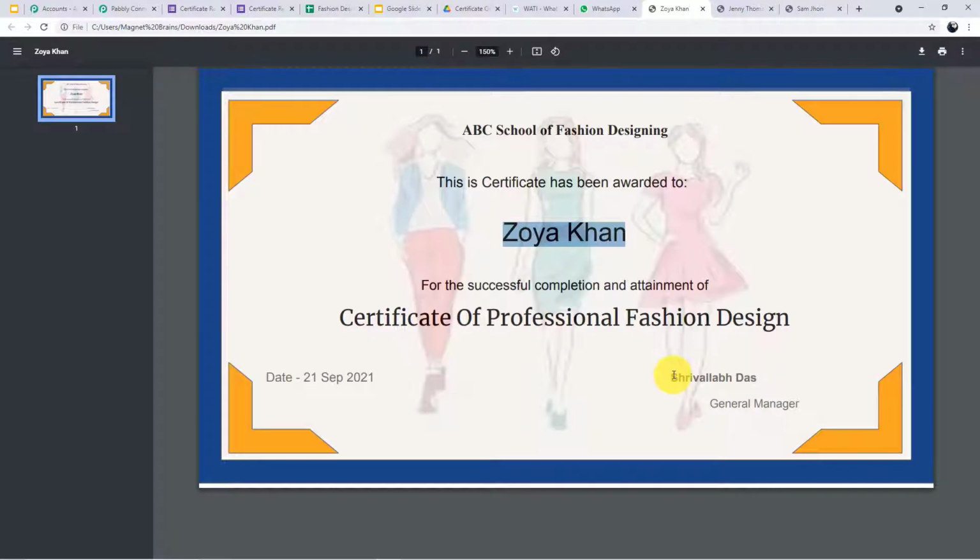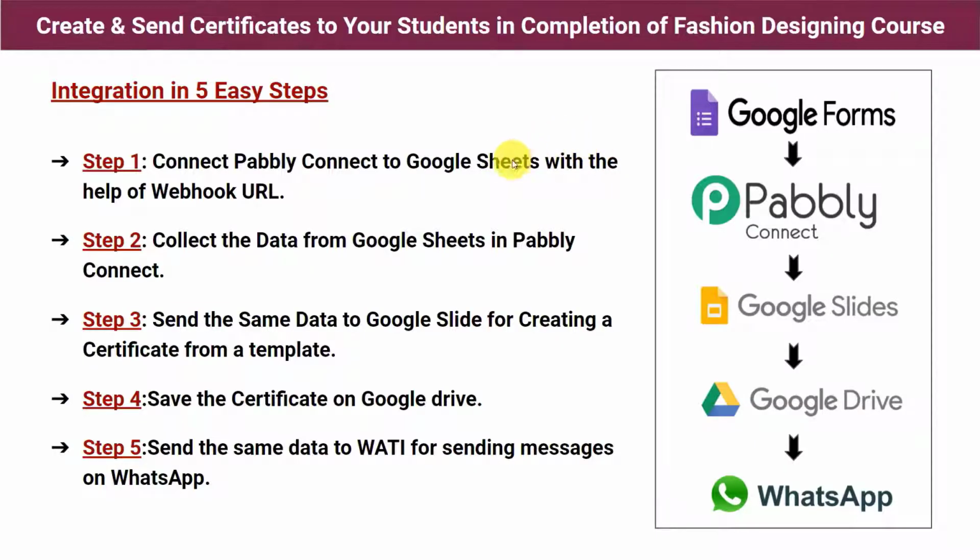So guys, you must be thinking now how I have managed to send the WhatsApp message just by filling up the form. So it is a very simple process of integration. Let me show you. Okay guys, so before we start with the process, let me tell you the 5 easy steps of integration. As you can see on my screen, these are the 5 easy steps of integration. Step number 1 says connect Pabbly Connect to Google Sheets with the help of webhook URL. Okay, so first we will log in into our Pabbly Connect account, and then we will integrate Google Sheets with Pabbly Connect with the help of webhook URL.